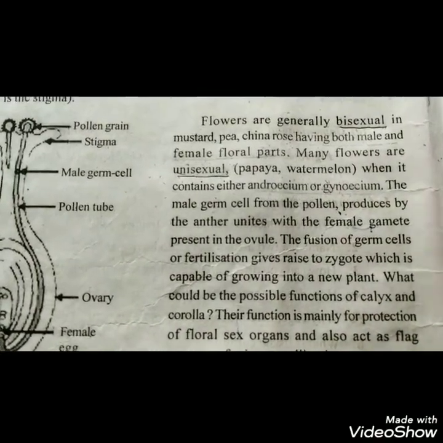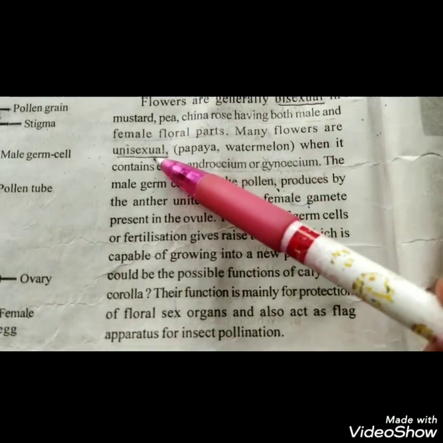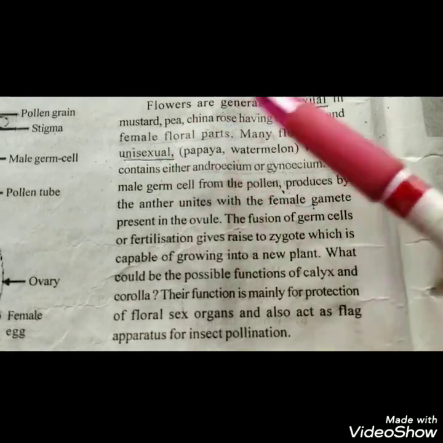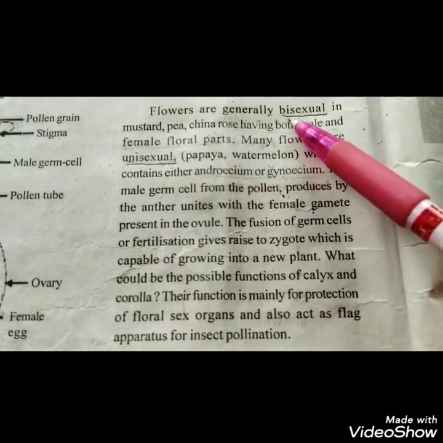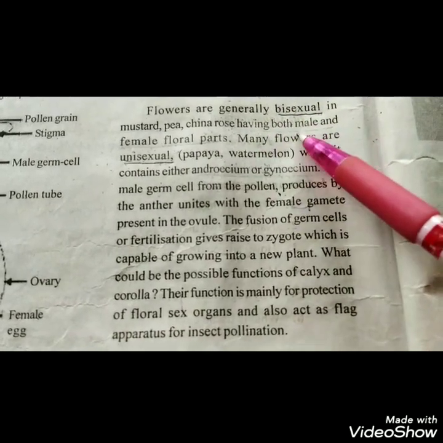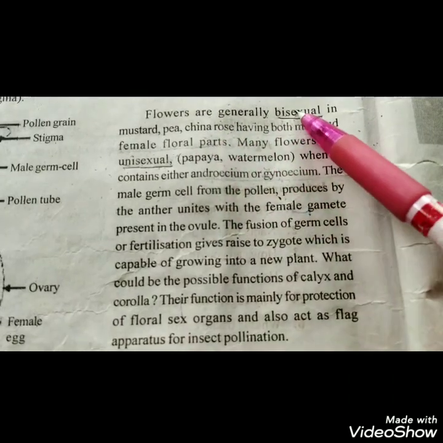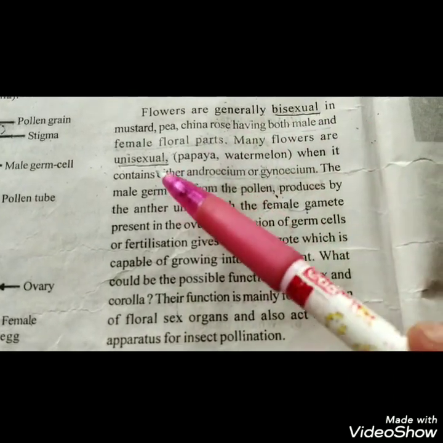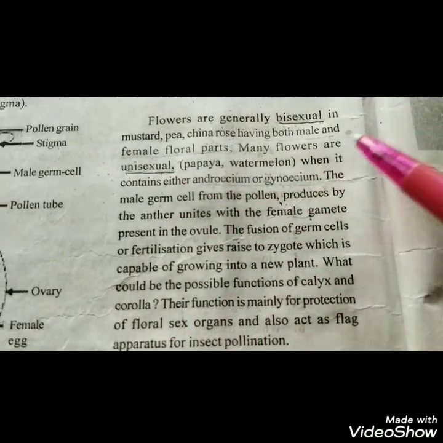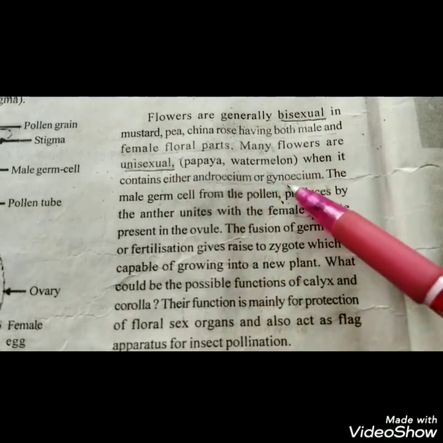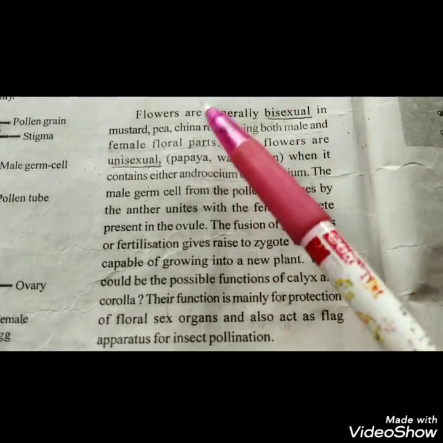Basically, there are 2 types of flower. The first one is the bisexual flower and the other is the unisexual flower. So what is meant by bisexual flower and unisexual? Bi means 2. So if the flower has both the male and the female floral parts, that type of flower is called a bisexual flower. Here uni means 1. So if the flower has either male androecium or female gynoecium, those types of flowers are called unisexual flowers.